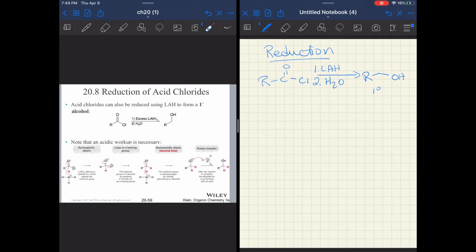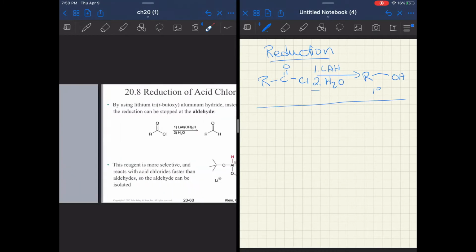Now, it does say excess, and that's true because you are also replacing that Z group, but I would just assume that you have enough here. It's not like you can control it and only partially reduce it. If you don't have enough LAH, you're just going to wind up with a weird mix of products. It is important that it's a 1 and a 2 step because LAH will react rather violently with water. Again, this is just a review, so I'm not going to hover on that one.